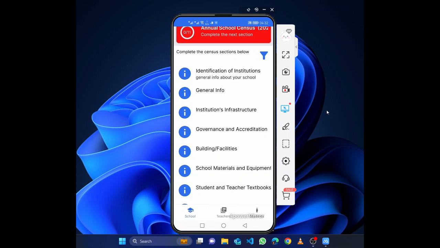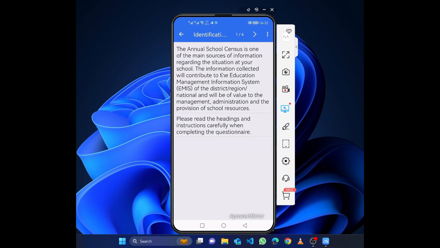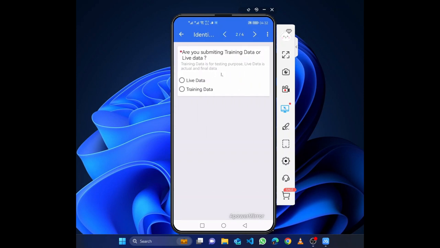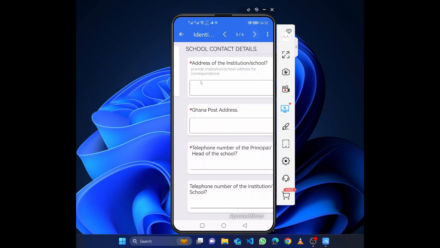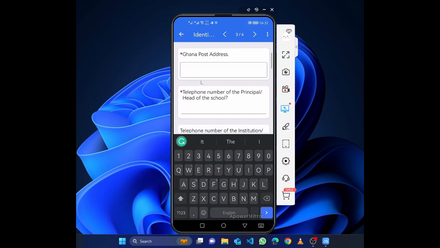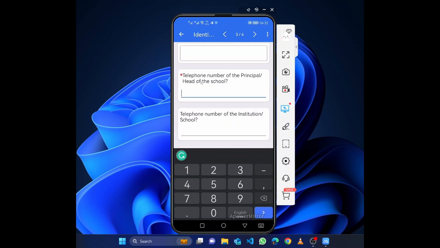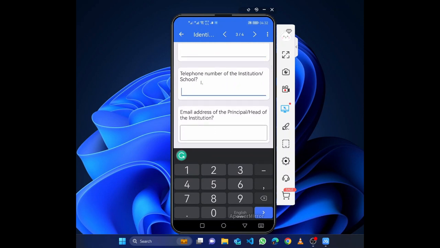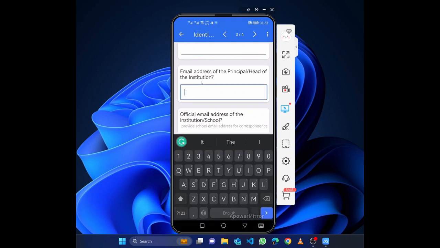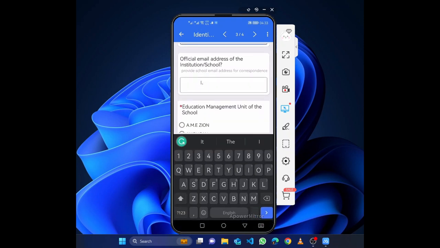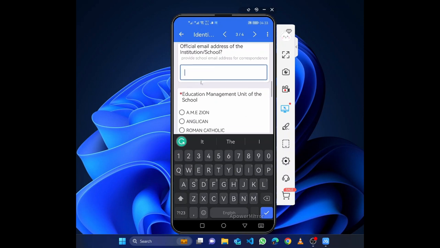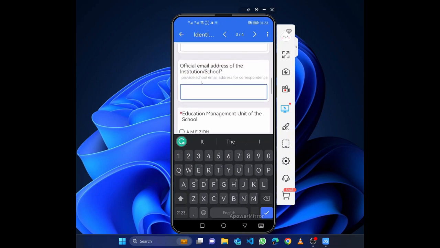The first one is under identification of institution. That's the general information about the school. I'm going to choose live data because it's not a training mode. Then I type the address of the school, the digital address, the telephone number of the head, then the telephone number of the student if there is any, and the official email of the school, if you have it.